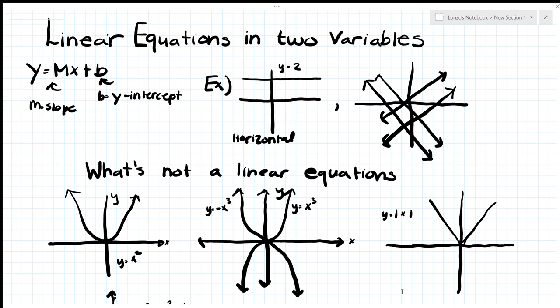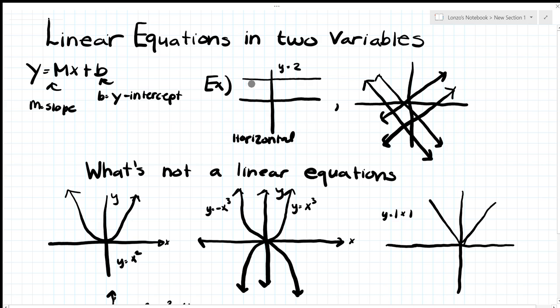So here's a little introduction about linear equations. You've probably seen this before, so this might be a review. A linear equation in two variables has a graph with an equation of y equals mx plus b, where m equals the slope and b is the y-intercept. Here are some examples of what a linear equation might look like.